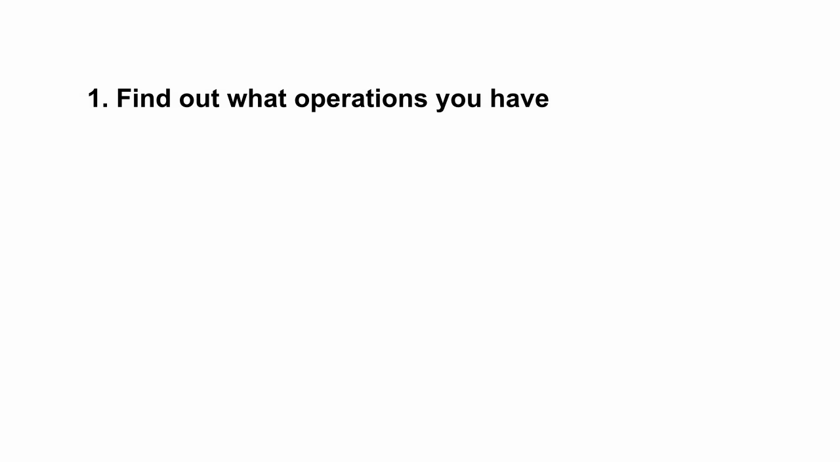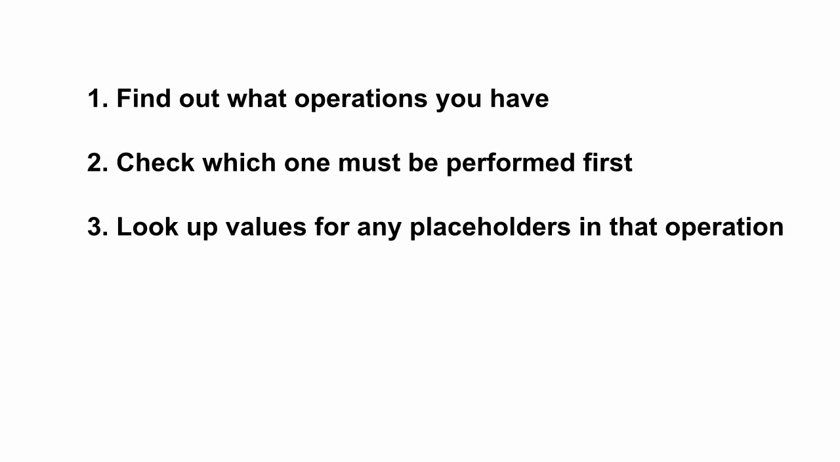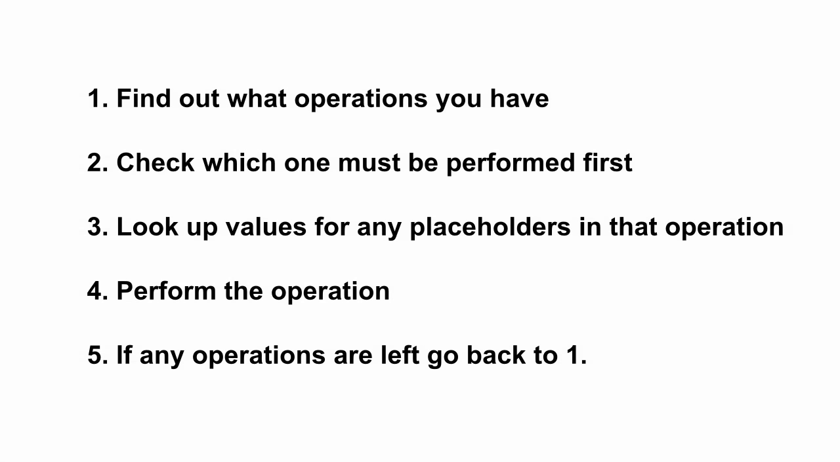First, we look at what operations we have. Then we determine which of those has the highest priority, because that's the one we need to focus on. If that operation involves variables, we need to look them up in our table before we perform the operation. And if afterwards there are still other operations left, go back to step 1.